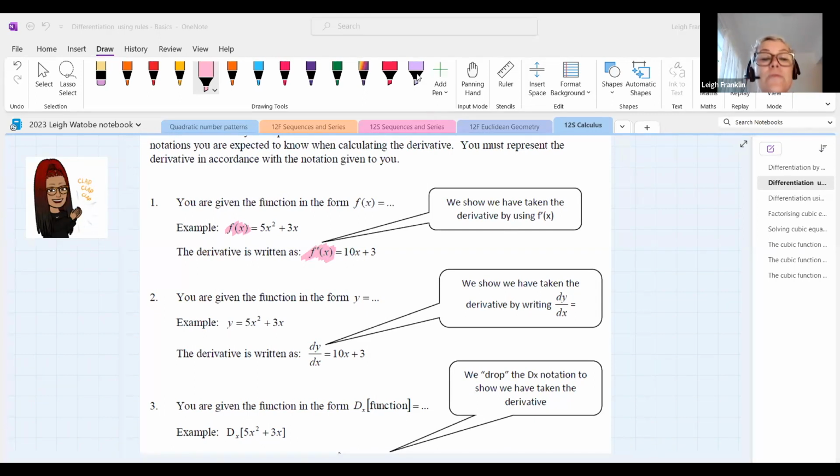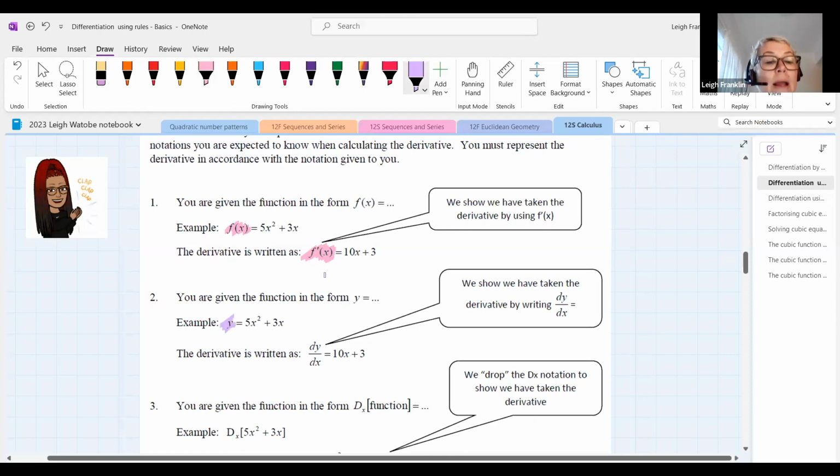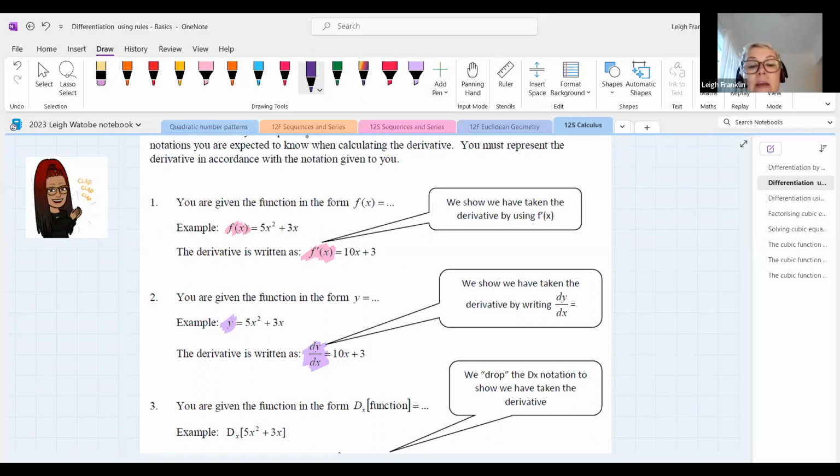If they give you the function in the form y equals, then when you take the derivative, you write dy over dx, the derivative of y with respect to x. That's what it means, the derivative of y with respect to x. I'll just write that here for you. So the derivative of y with respect to x.